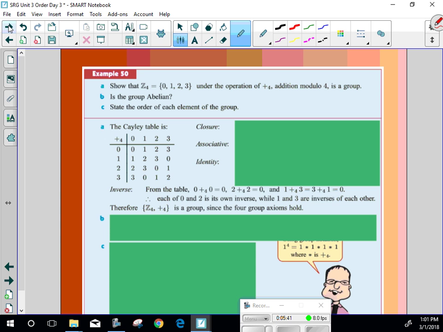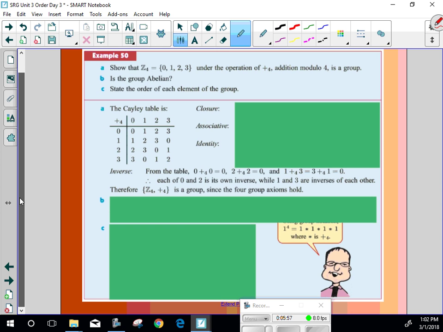But we're going to do a quick example, example 50. Great review for the quiz, and it'll be a great sum up of orders. We're going to find the order of 0, 1, 2, and 3. But here's what I want you to do. See if you can complete as much of this as possible without my help.